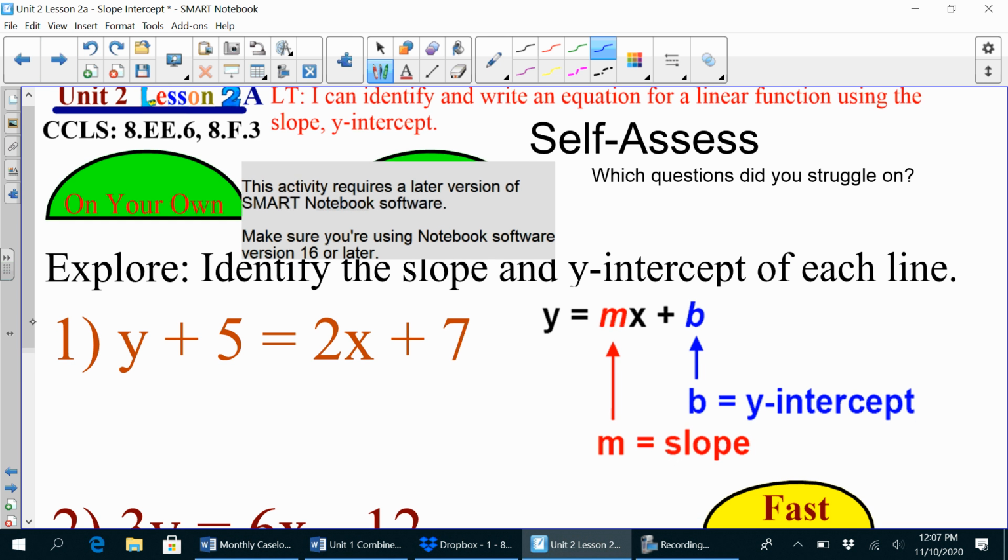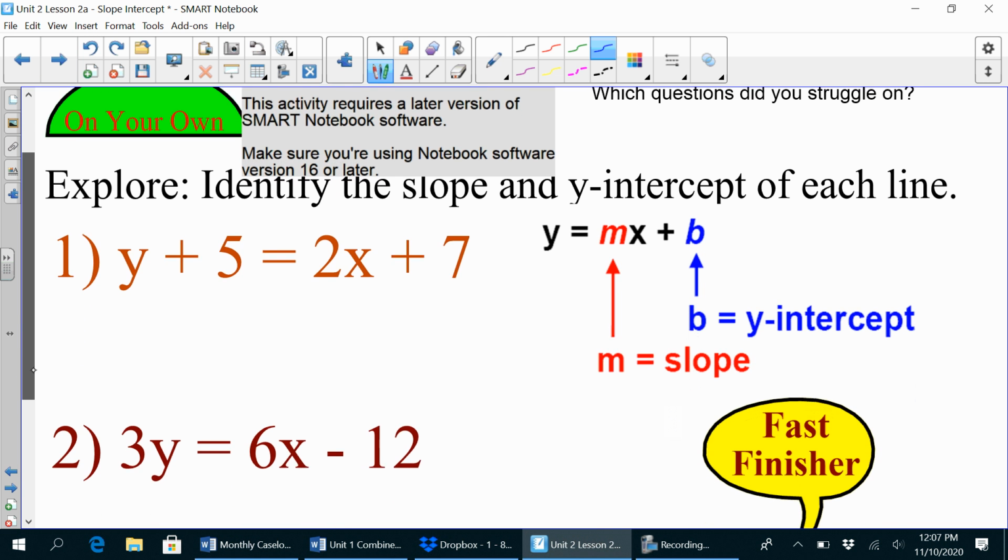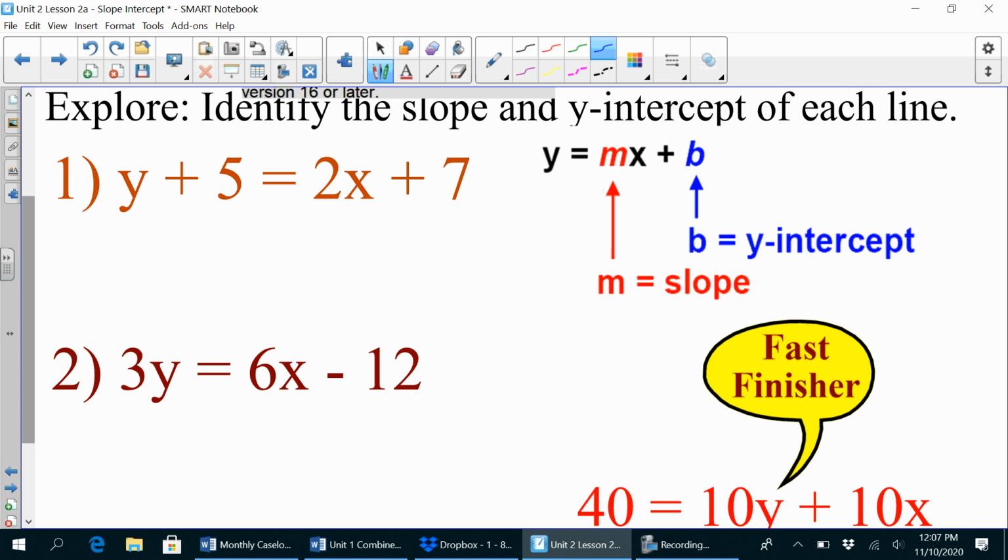Okay, so this says, again, identify the slope and y-intercept of each. So this is where you would pause the video and make an attempt at these questions. We want them to be in the format of y equals mx plus b. When I look at numbers 1 and 2, they're not like that. I'm going to have to get the y by itself. So you're using your knowledge from the previous lesson where we need to rewrite equations, and we want to write this in the form of y equals mx plus b.